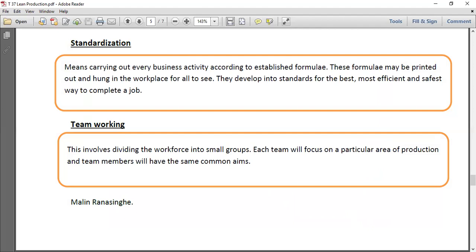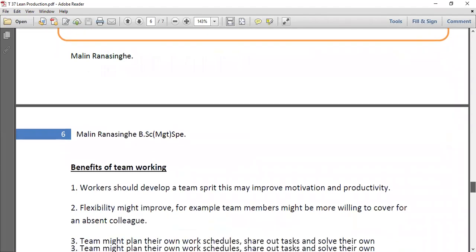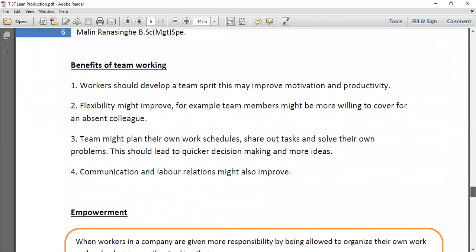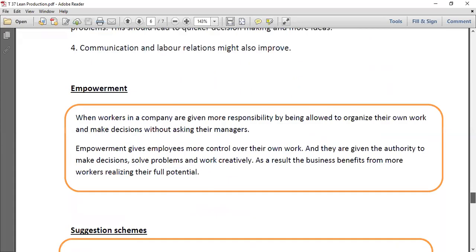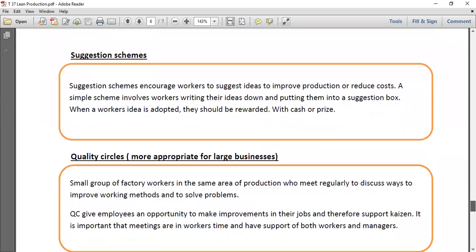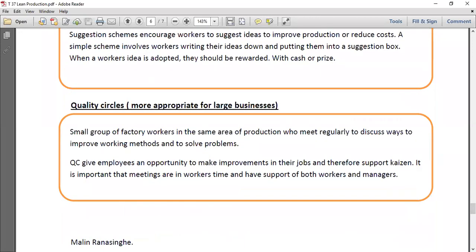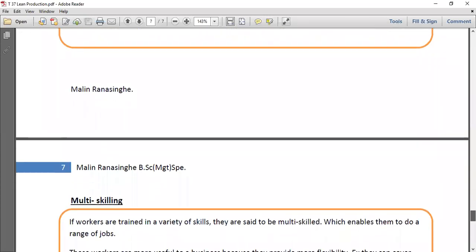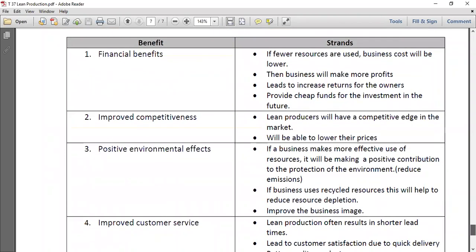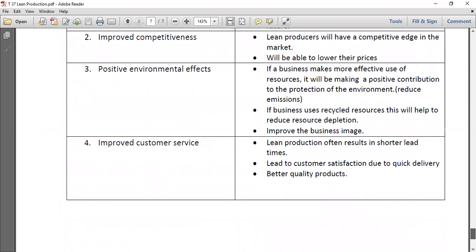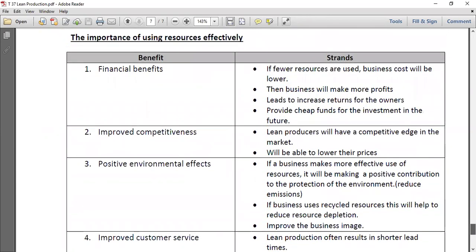Standardization, right? The definition is there. And then team working, the definition is there. Benefits of team working, the 4 benefits of team working are summarized there. And empowerment, the definition of empowerment is there. Suggestion schemes are there. Quality circle, right? This is more appropriate for large businesses. And finally, I have given multi-skilling also. In this table, look at the importance of using resources effectively. So I have given the strands also, the 4 benefits, and the strands in the development points also, right?